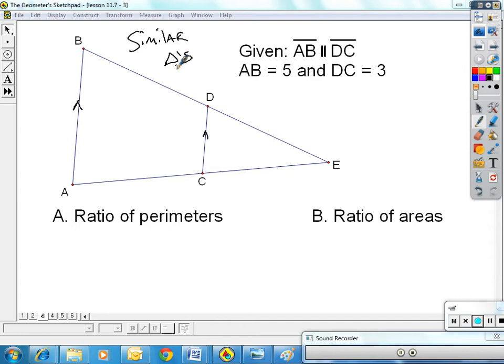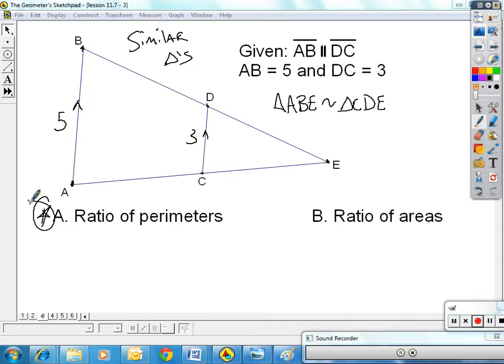So let's write that. I've got triangle ABE similar to triangle CDE. That's what I've got there. Now, the question that we want to find is what is the ratio of the perimeters? Got to mention the given is also that AB is 5 and DC is 3. Now, this question is really a chapter 9 question.